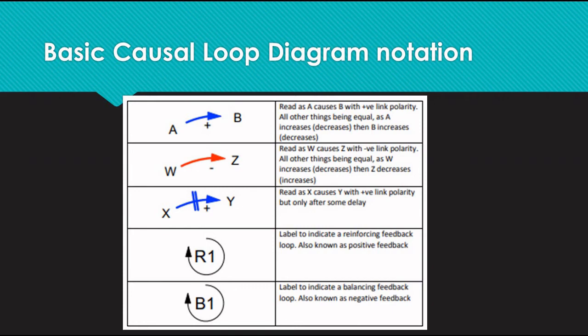And then the next symbol is a circular arrow with the letter R in the center and the number 1. R here represents a reinforcing feedback loop, or positive feedback. Later on, in our causal loop diagrams, we might see a loop or a circle in the relationship. Then we should be able to identify if it's a reinforcing feedback or a balancing feedback, which is the last one in our notation or symbols.